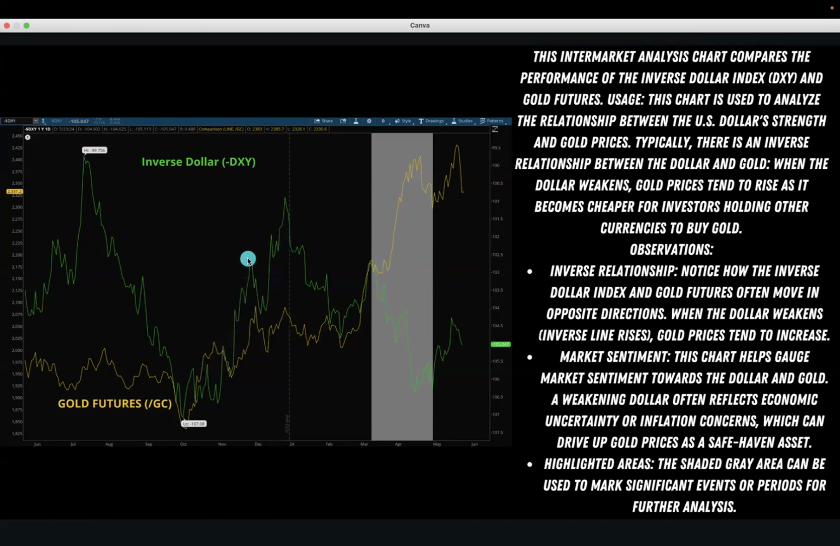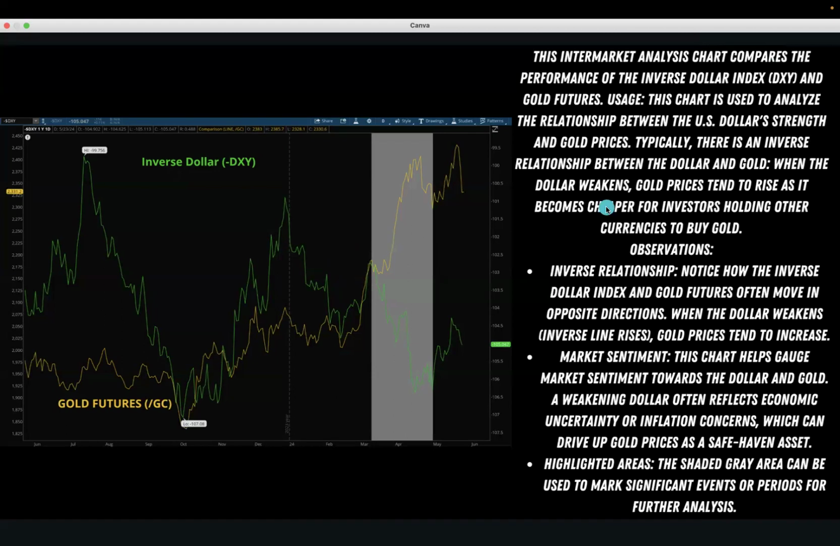We see this peak up here. We see a peak here shortly after gold. We see a drop in the inverse dollar. We see a drop in gold. Being that this is an inverse chart, the price of the dollar is actually rising during this period where the chart is dropping and the price of gold is dropping. So gold has a very well-known and very typical inverse relationship with the dollar.